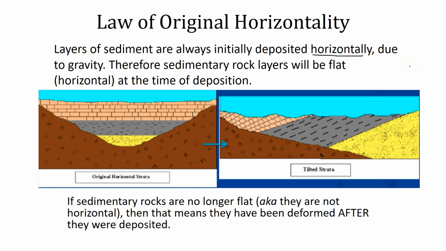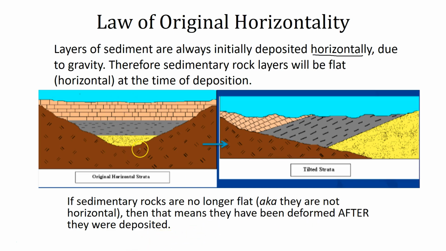So they're always going to be laid down in flat lying layers, and this is simply due to the force of gravity. Sedimentary rock layers will always be flat at the time of deposition. So they're always flat whenever they're first created. So if in the modern day we go out into the field and we see some sedimentary rocks that are no longer flat, aka they are not horizontal, then that means that they have been deformed after they were deposited.